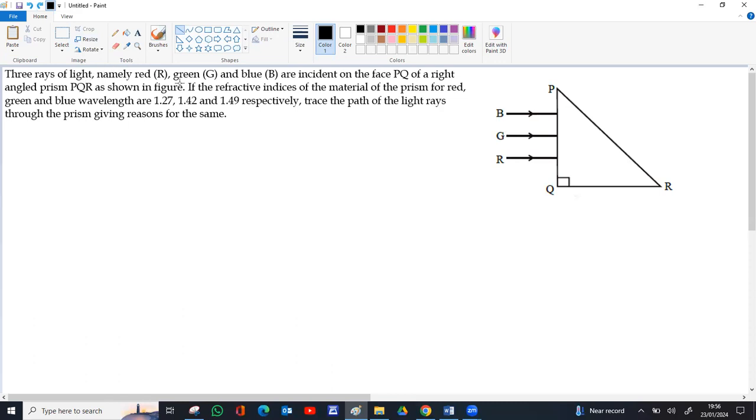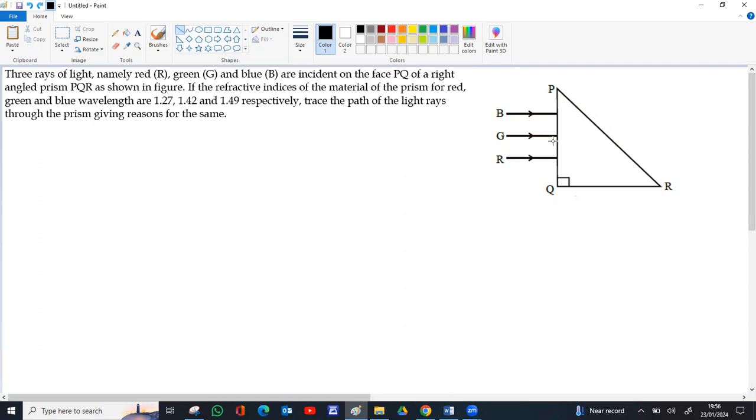There are three light rays, red, green, blue, incident on a right-angled isosceles prism PQR. The refractive indices are given as 1.27 for red, 1.42 for green, 1.49 for blue. We are supposed to trace the path of light rays through the prism, giving reasons.